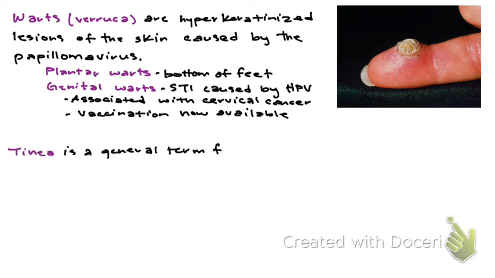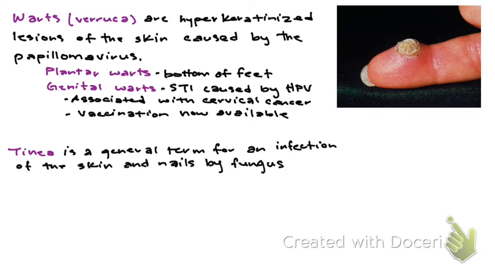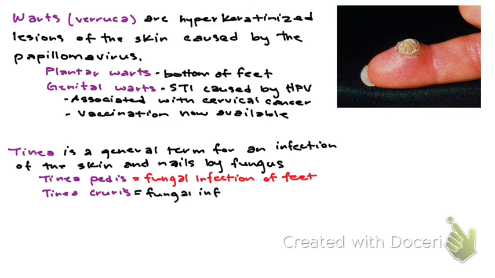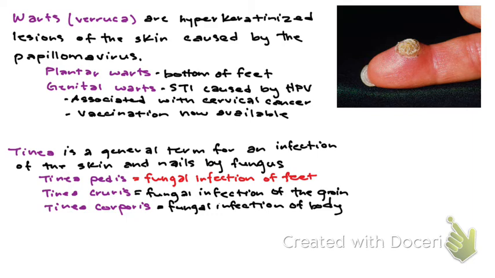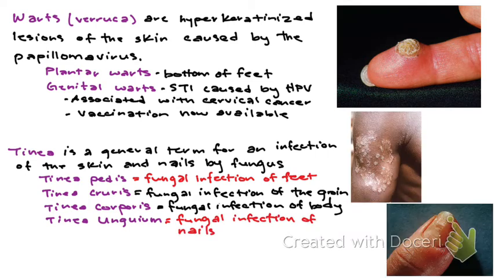Tinea refers to a general term for an infection of the skin or nails by a fungus. Tinea pedis is a fungal infection of the feet, like athlete's foot. Tinea cruris is a fungal infection of the groin, commonly known as jock itch. Tinea corporis is a fungal infection of the body, like ringworm. And tinea unguium is a fungal infection of the nails.